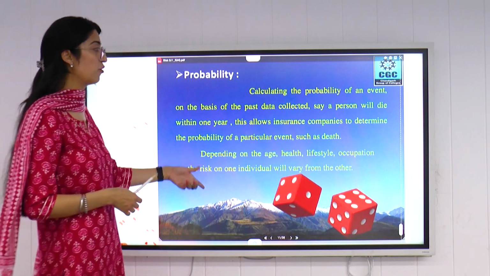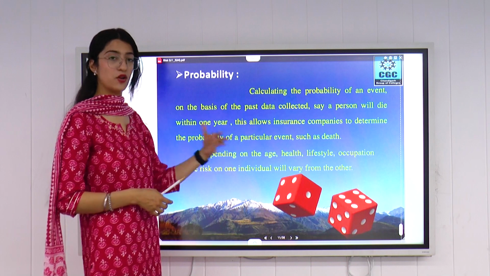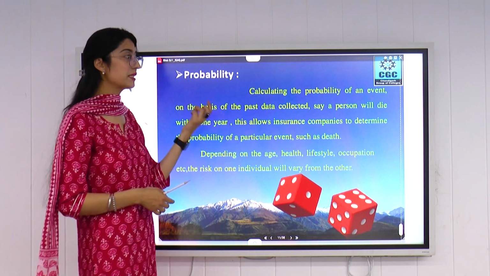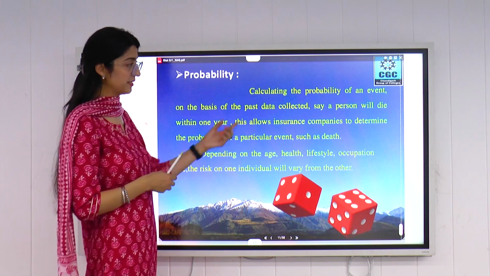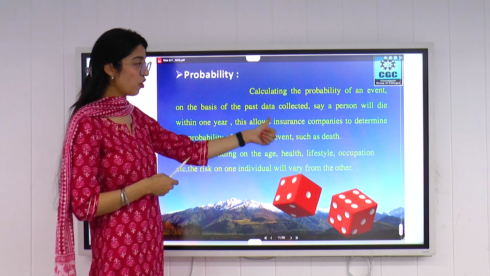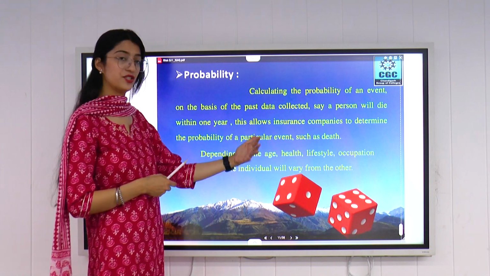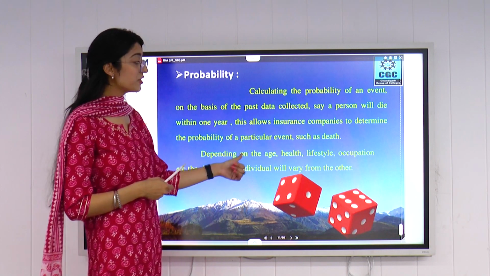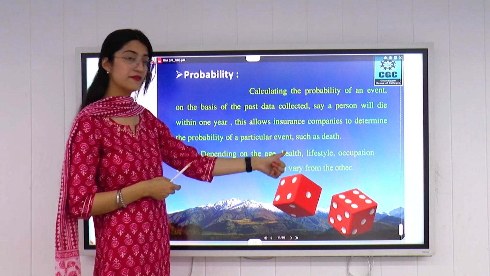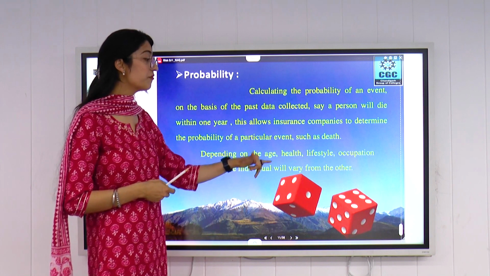Now the probability we have already discussed. Calculating the probability of an event on the basis of past experiences. Say the probability that a person will die within 1 year. This allows insurance companies to determine the probability of a particular event such as death. Now, depending upon the age, health, lifestyle, occupation, the risk on one individual will vary from the other.